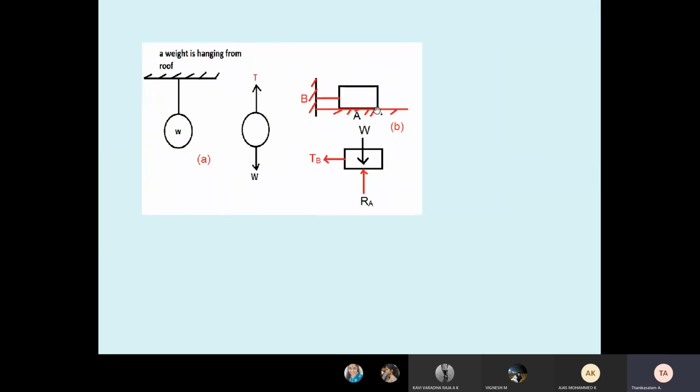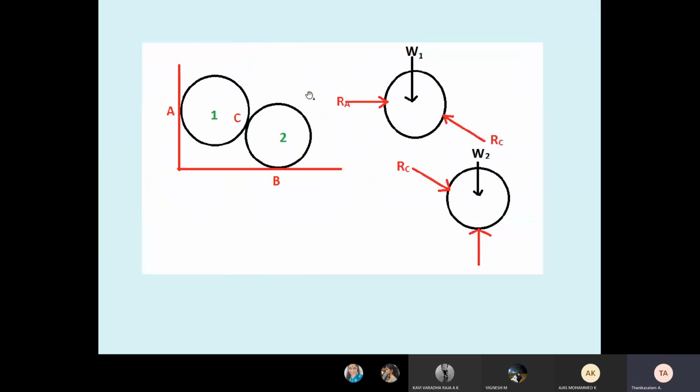See here, the second picture. The wooden block rests at A and is connected with the point B. So in the free body diagram, the weight is acting downward. The reaction is acting upward. Why reaction? Because of contact. Whenever there is contact, there is reaction. Then TB, tension, because it is connected. This is called a free body diagram. This is also a free body diagram.